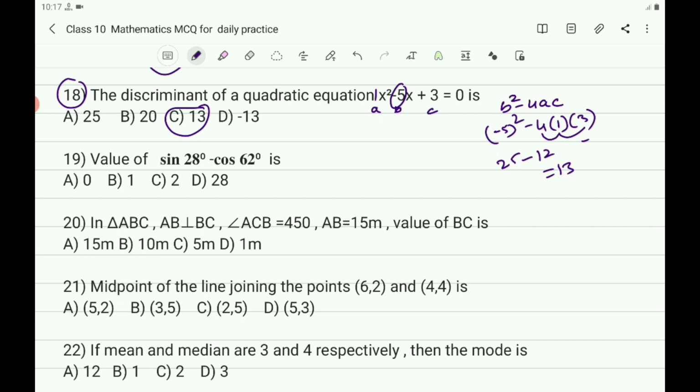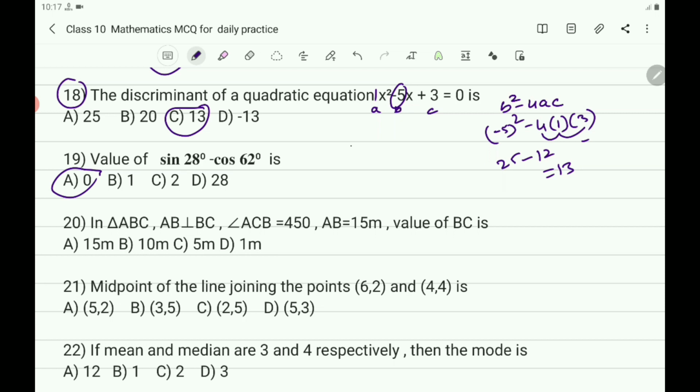Value of sine 28 degree minus cos 62 degree. Here 28 degree and 62 degree are complementary angles. Naturally these two are equal. This is equal to this. So the value will be 0. What is the option here? 0.